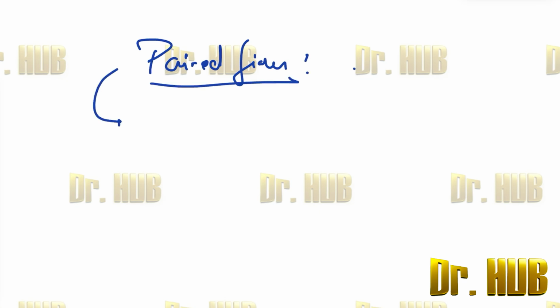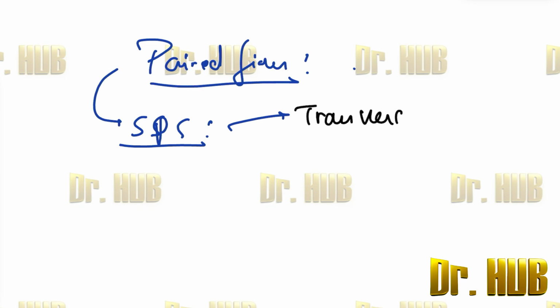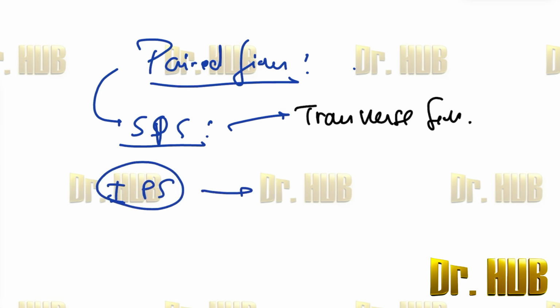Under the paired sinuses, it includes the SPS, that is the superior petrosal sinus. It drains into the transverse sinus. The inferior petrosal sinus drains into the internal jugular vein.